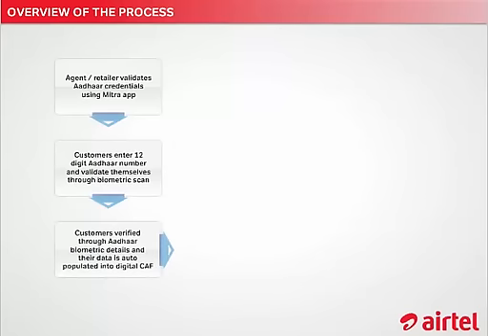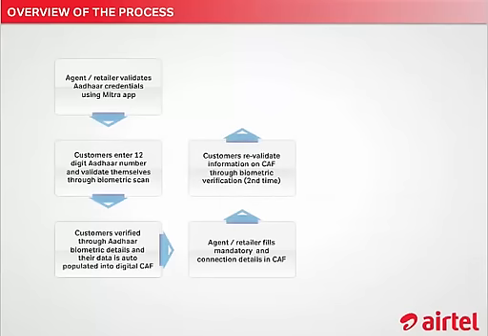The customers are verified through their Aadhaar biometric details and their data is auto-populated into the digital CAF. Agent or retailer then fills the remaining mandatory fields and SIM details in the CAF. The customers revalidate the information on the CAF by undergoing a biometric verification for the second time. After this, the form flows for employee verification or EV. On successful verification, the customer's connection is activated.